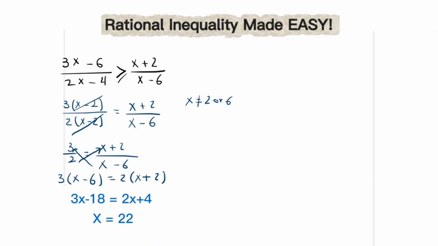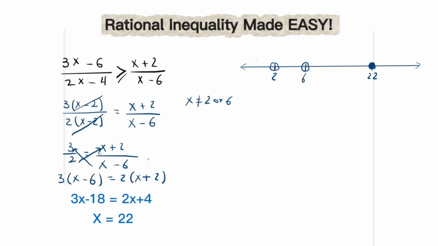At this stage here, we're going to graph a number line, and we're going to label on the number line our non-permissible values, which is the 2 and the 6, and also the solution that we got, which is the 22. Now, we need to put a round circle on the 2 and the 6 because they are not part of the solutions, they're non-permissible values. And on the 22, we're going to have a solid circle or a shaded circle because the 22 is part of the solution.